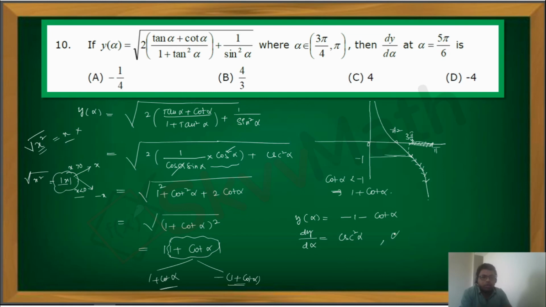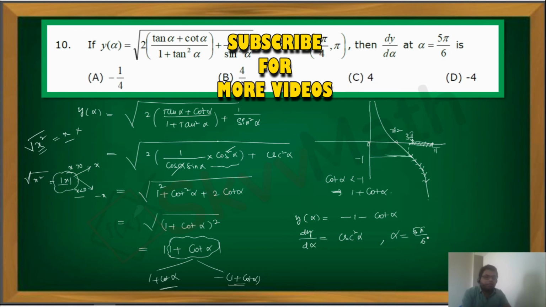Now given that we have to find the derivative value at alpha equals 5 pi by 6, that is 150 degrees. Now sin 150 is 1 by 2, so therefore cosecant 150 is 2, and its square is 4.